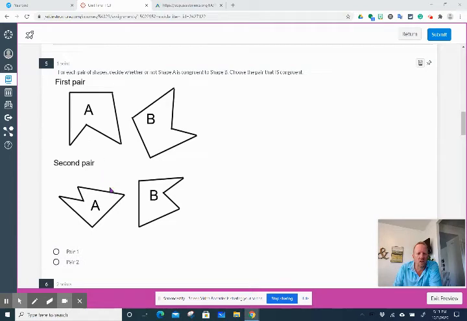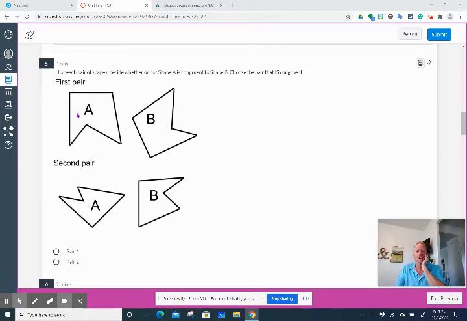Okay, so let's look closely at these. Let's look at the second pair. And believe me, I have a bunch of different questions in here, so they're not always going to see the same things. Well, first thing I'm going to look at is the angle. Look at that angle. Look how small it is. Look how big this one is. So this one is not congruent. So this one must be congruent.